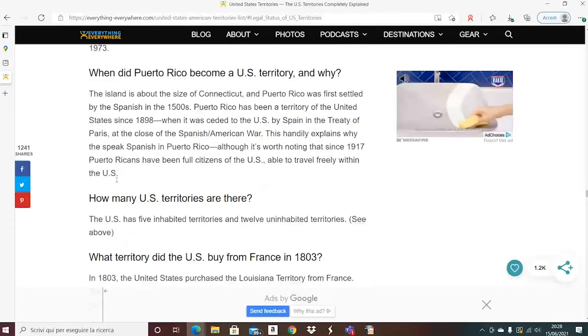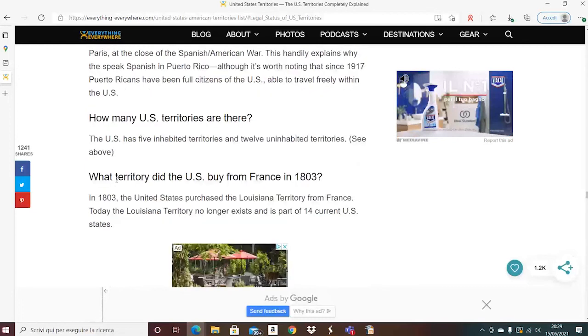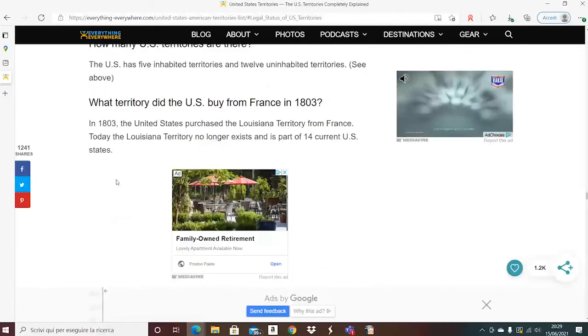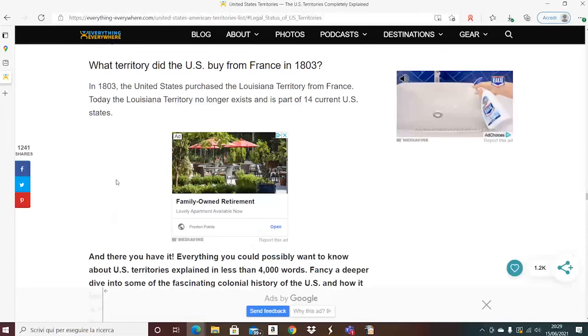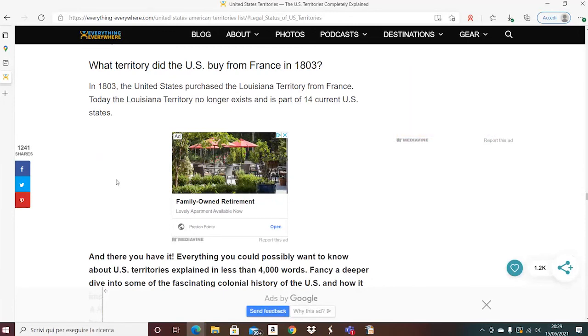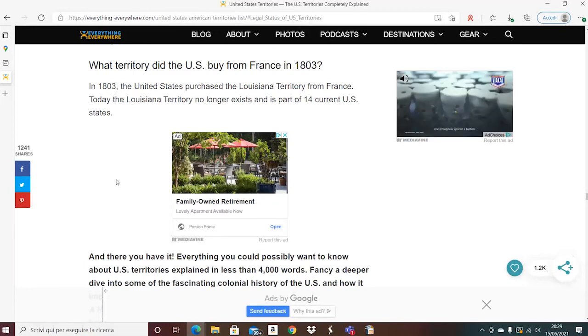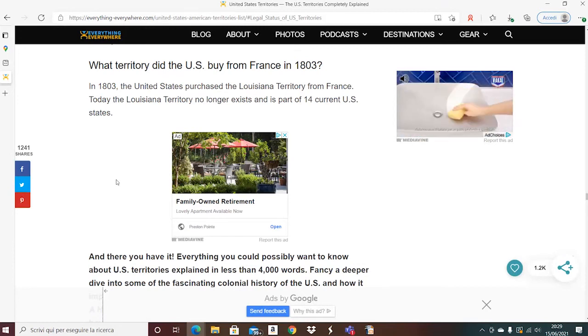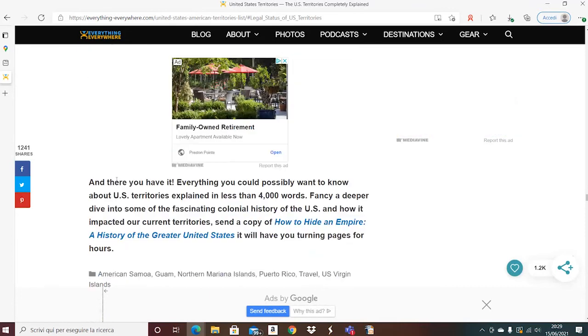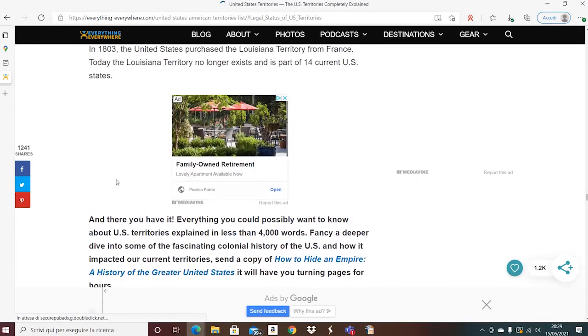How many US territories are there? We saw that there are 5 territories and 12 uninhabited ones. What territory did the US buy from France in 1803? In 1803, the US purchased the Louisiana Territory from France. Today, the Louisiana Territory no longer exists and is part of 14 current US states. And there you have it.